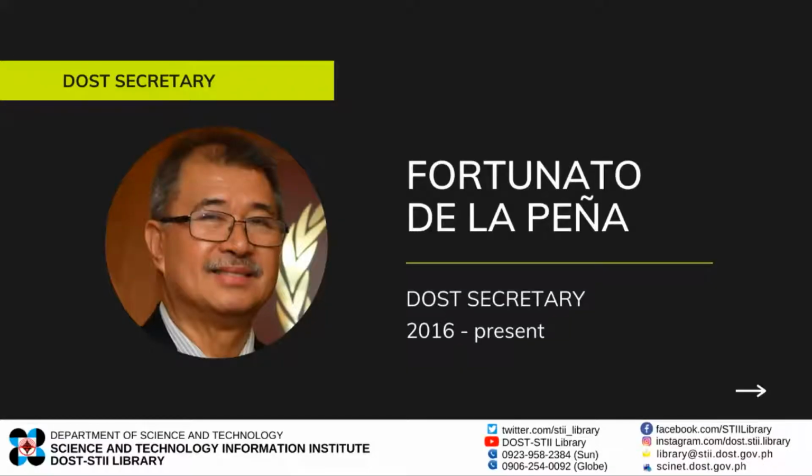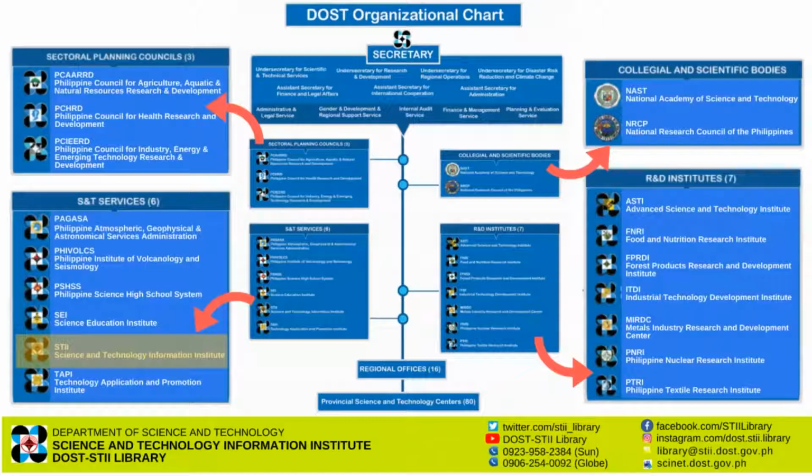Did you know that SFTP also stands for the slogan of DOST, which is Science for the People? DOST is composed of 18 attached agencies and divided into 4 clusters, namely the Sectoral Planning Councils, the S&T Services, the Collegial and Scientific Bodies, and the Research and Development Institutes. The DOST-STII is part of the S&T Services as the marketing and information arm of the whole DOST system.